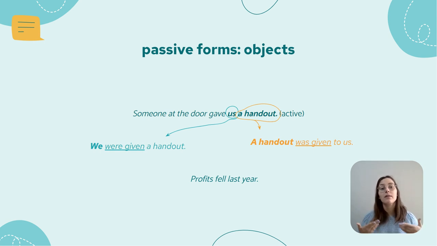Now, some verbs like fall don't take an object. They are what we call intransitive verbs. So those verbs cannot be made into the passive. They have to stay in the active, or well, we have to look for other means.